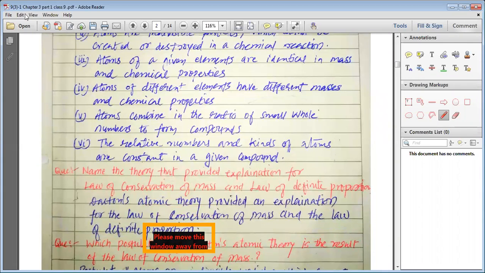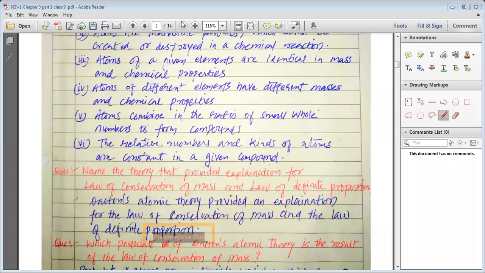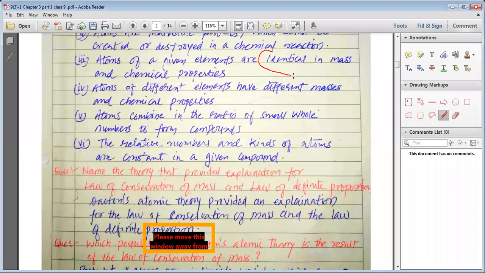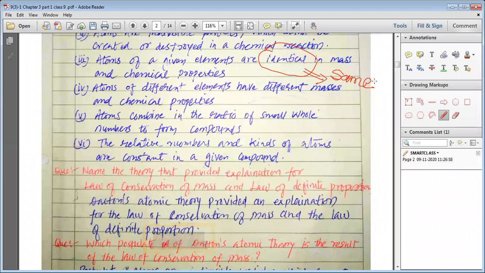Then the third point. Atoms of a given element are identical in mass and chemical properties. It means that if you have atoms of the same element, they are going to be identical in mass and they are going to be identical in chemical properties. Identical means same. Remember the meaning of identical. Identical means same. So if you take the element oxygen, all the atoms of oxygen have the same mass and the same chemical properties.